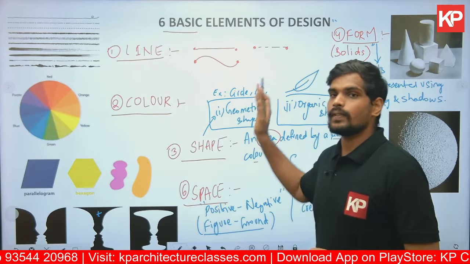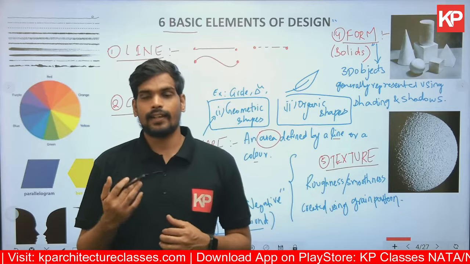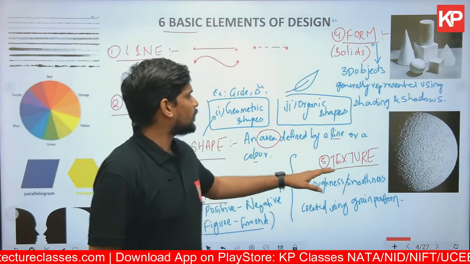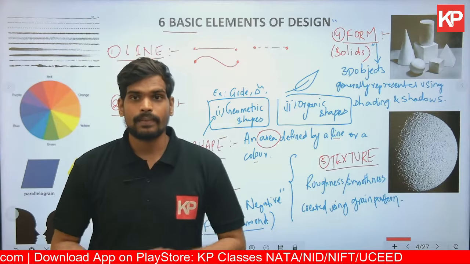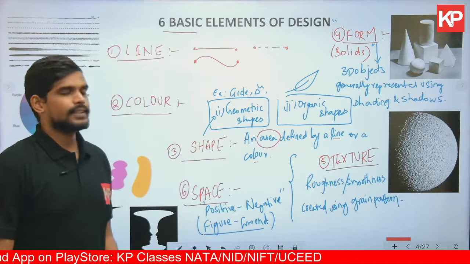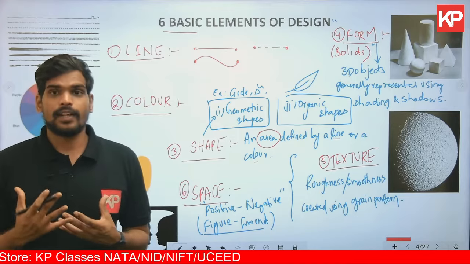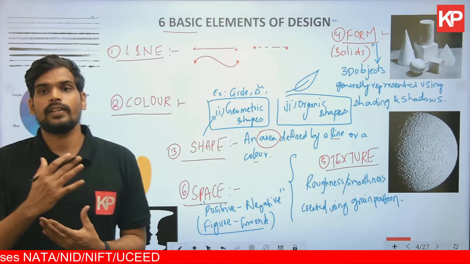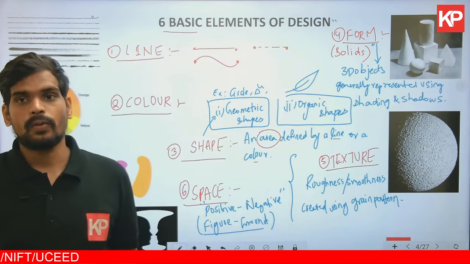And the fourth element of design is form. Forms, also called solids, are 3D objects which are created using shading and shadow techniques. And then you have the fifth element of design, that is texture, which is roughness or smoothness of something, defined by the grain patterns in the design. And finally, the sixth element of design is space, the background and the figure and the ground. Figure is the object, the element used, and background is called ground. Figure and ground are positive and negative space. So space is the area in which you create a design.